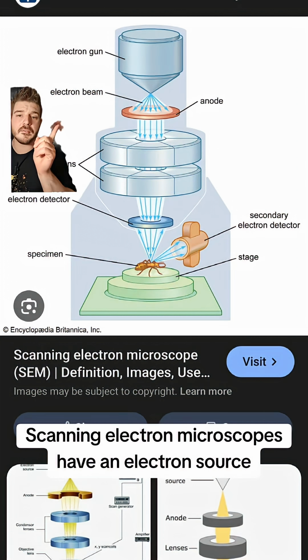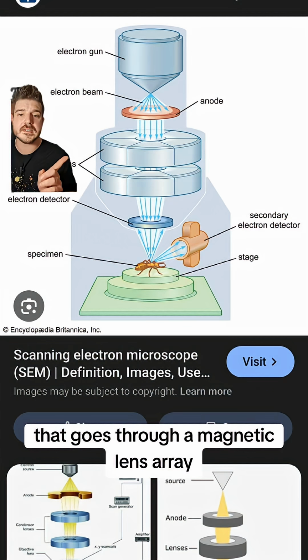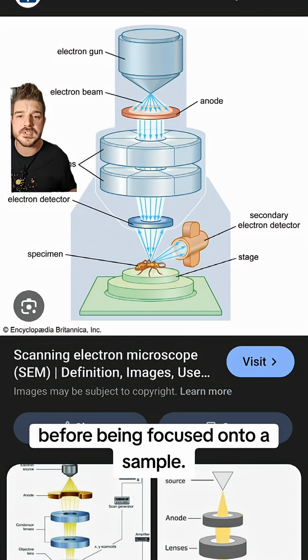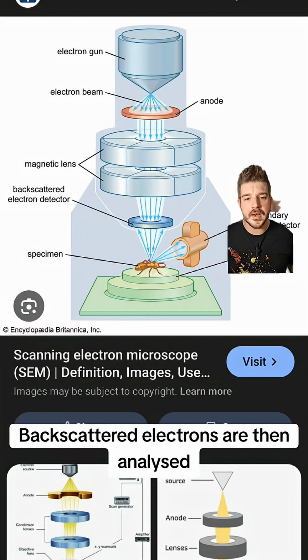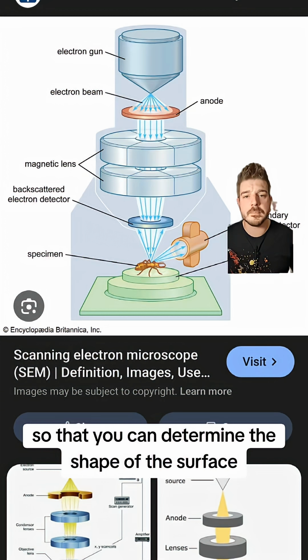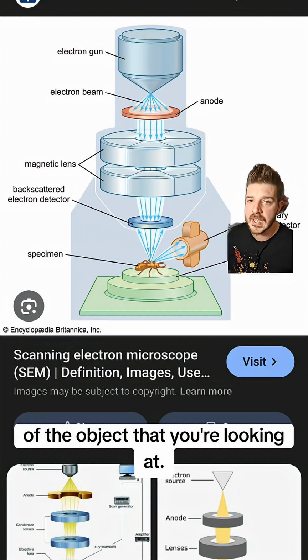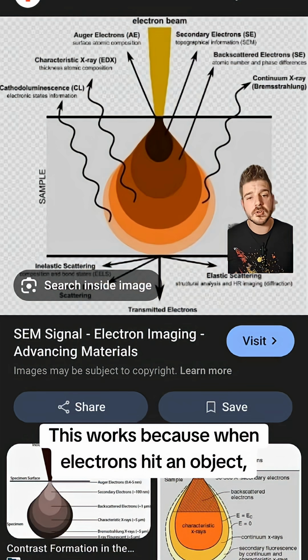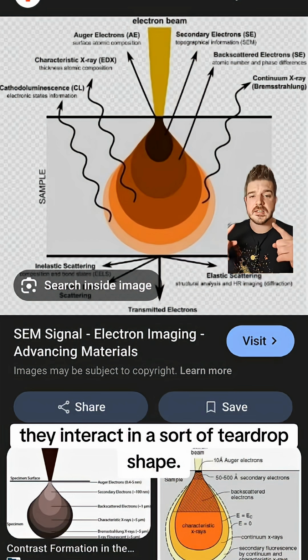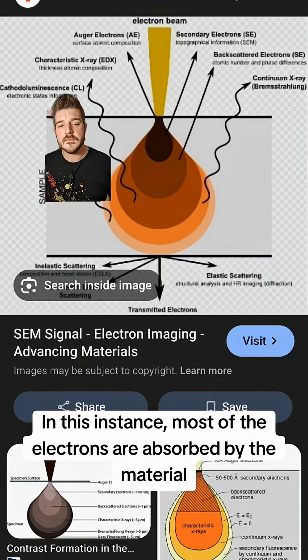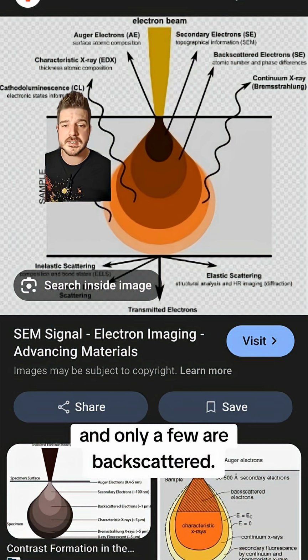Scanning electron microscopes have an electron source that goes through a magnetic lens array before being focused onto a sample. Backscattered electrons are then analysed so that you can determine the shape of the surface of the object that you're looking at. This works because when electrons hit an object, they interact in a sort of teardrop shape. In this instance, most of the electrons are absorbed by the material and only a few are backscattered.